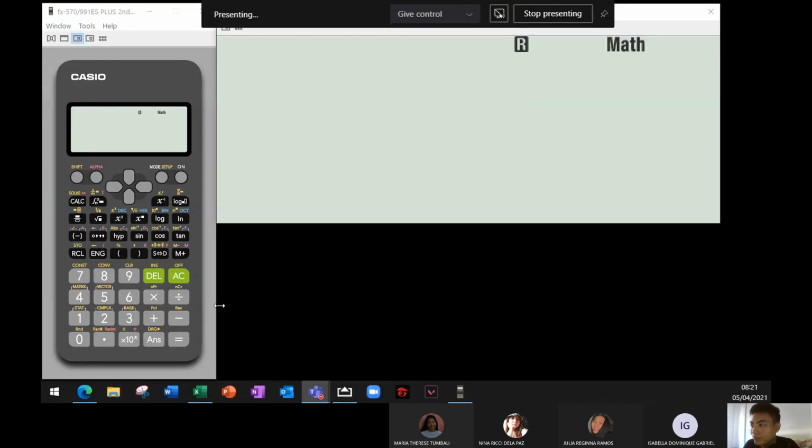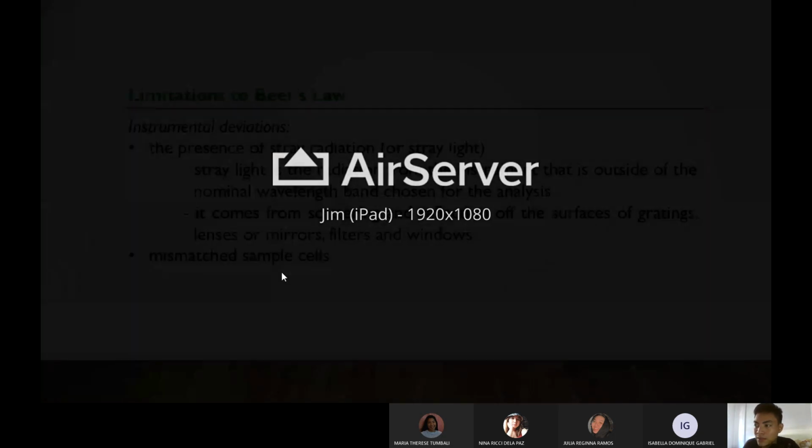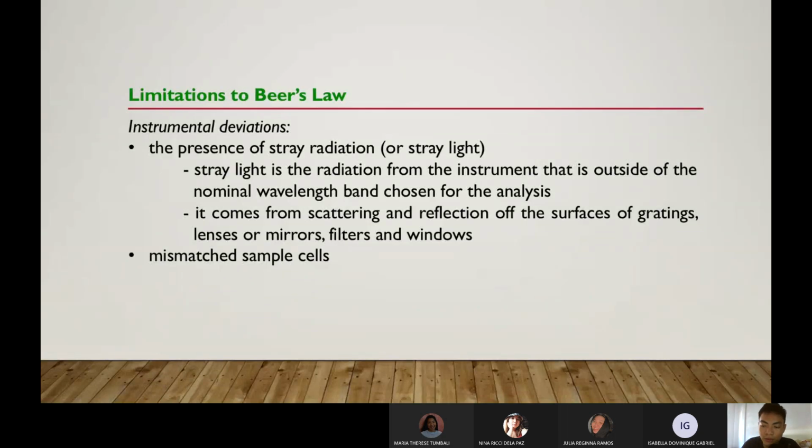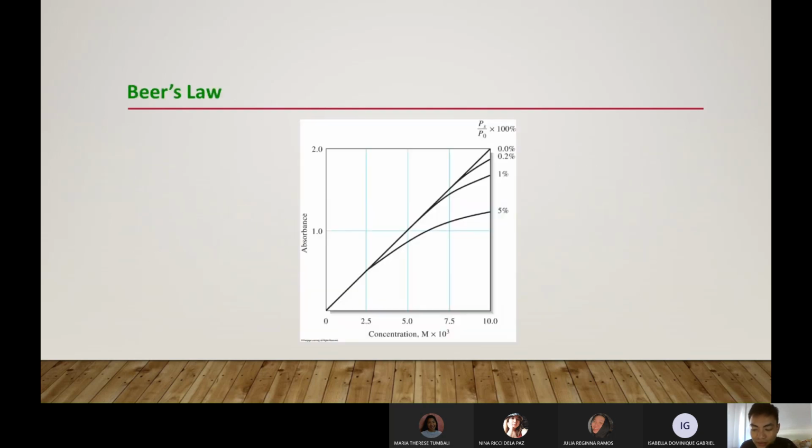Ano pa? Mismatch sample cells. Ayun, kapag nagkabaliktad ka ng sample, mali yung measurement mo. Of course, kasi mali yung mini-measure mo. Okay? So, yun lang limitation niya. So, hindi siya okay at very high concentrations kasi it starts to deviate from linearity. Kaya ganun.